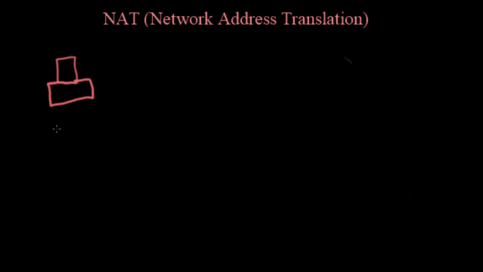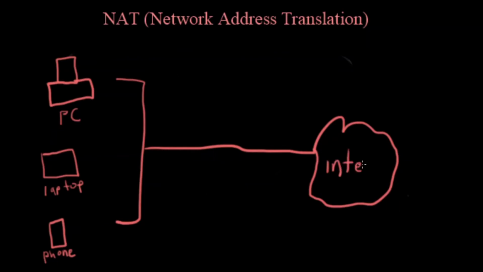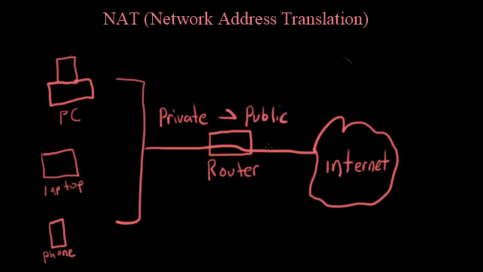Say you have 3 machines in your house: a computer, a laptop, and a smartphone. All these devices have a private IP address, but they want to reach the internet. What would happen is, if they try to reach the internet, the router would take these private IP addresses and translate it to a public IP address, which then allows the devices to access the internet.